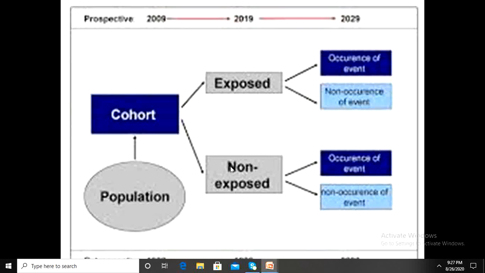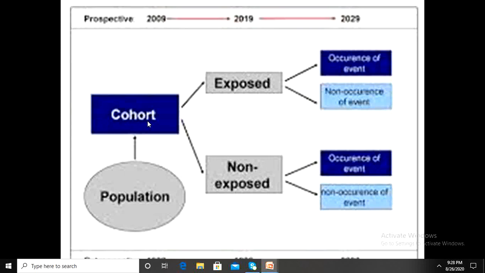For example, a researcher wants to find out an association between smoking and lung cancer. So he goes into the community and finds the population which is already diseased or is suffering from lung cancer. They will be excluded. They will not be included in the cohort. So cohort identification is done from the population. This is a healthy population. They do not have the disease. But they are a group of people who will be followed over a period of time.